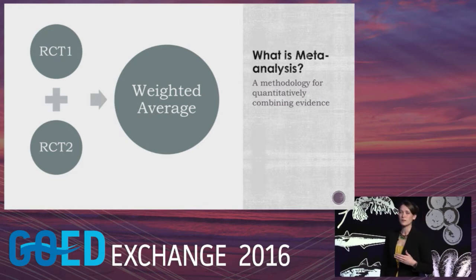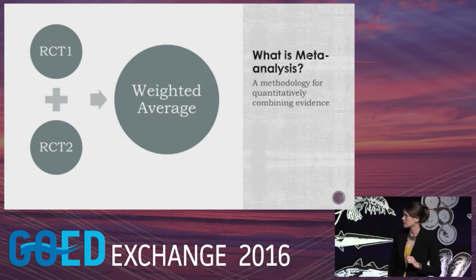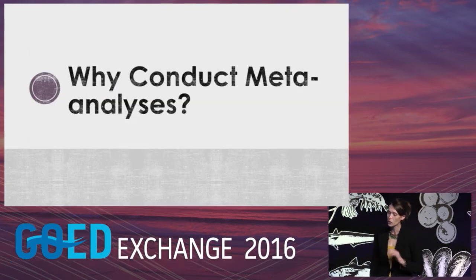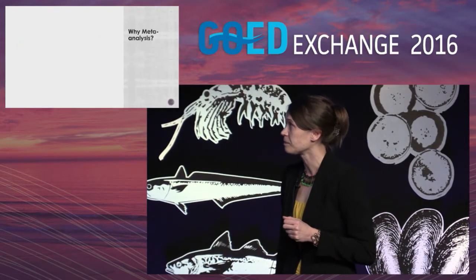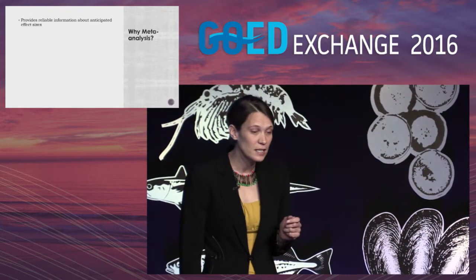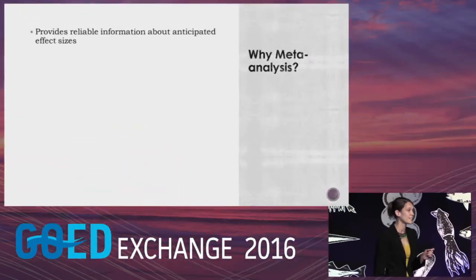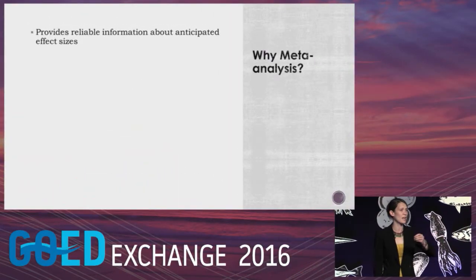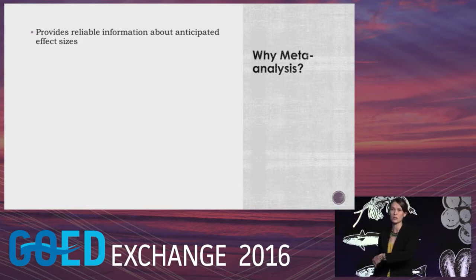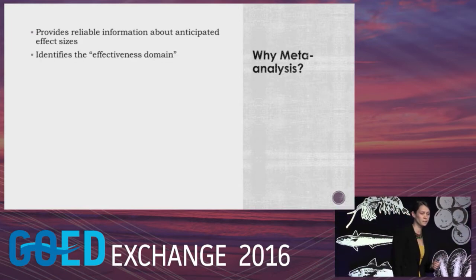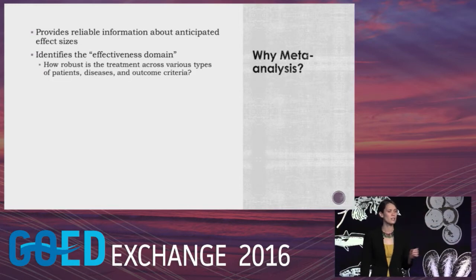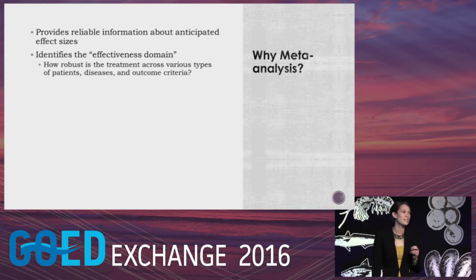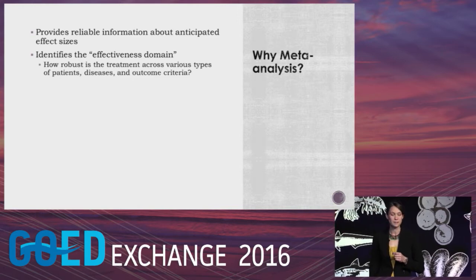There are different, sophisticated ways of doing this, but on a basic level, this is what a meta-analysis is. So why would we do this? Well, there's a lot of reasons. First of all, a meta-analysis provides reliable information about anticipated effect sizes. So it helps us plan that next trial, that epidemiological trial. How many people do we need to recruit? It helps us identify the effectiveness domain. So how robust is the treatment across various types of patients, diseases, and outcome criteria?